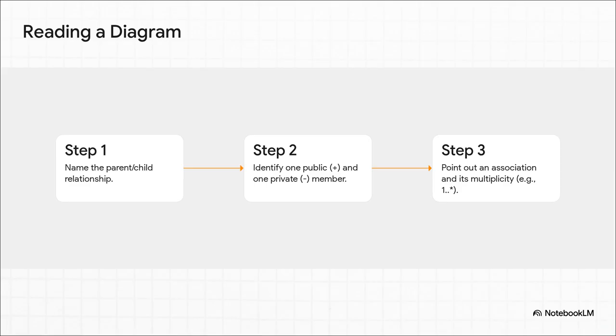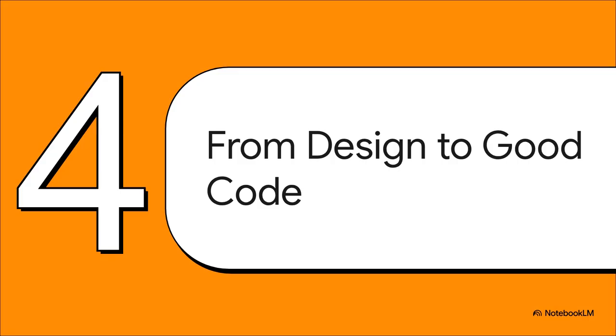And third, find a line connecting two classes and explain the relationship, like, this shows that one customer can have many orders. That's it. You've just proven you can read the blueprint. All right, we can read the blueprints. Now let's talk about actually writing the code. How do we make it clean, effective, and something that other people can actually understand?